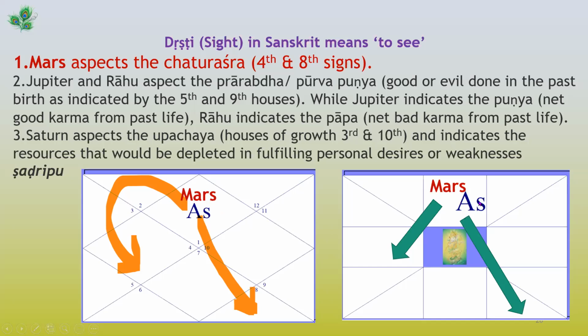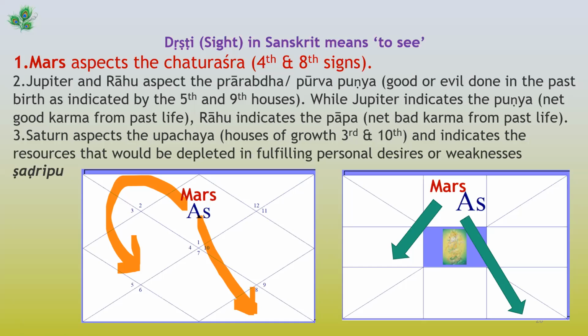What matters is your understanding that wherever Mars is, you count whichever house Mars is in, you count from that house, arrive at the 4th house from where Mars is, and then you say, okay, that's the house Mars is going to be aspecting for the rest of your life. As long as you live, Mars is going to look at that house, and the 8th house too. Similarly, Jupiter and Rahu aspect the Prarabdha and Purva Punya.